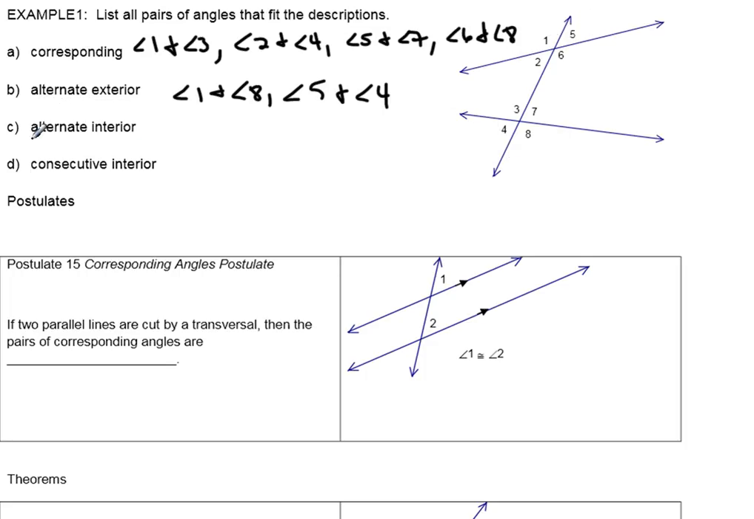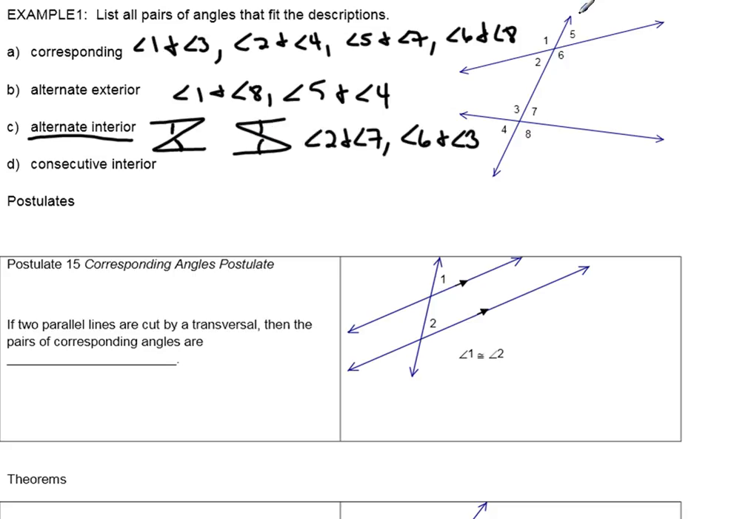Okay, pause the video and identify your alternate interior angles. Remember, we're looking for the angles that lie inside the cusps of your forward and backwards Z's. So we have forward Z, angle 2 and angle 7, and then we have our backward Z, angle 6 and angle 3.